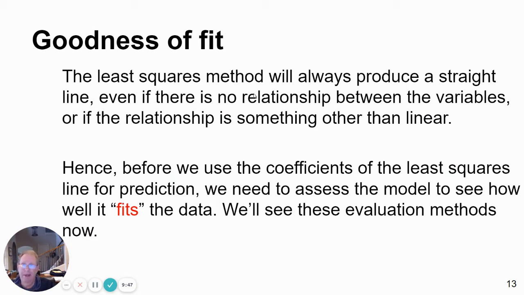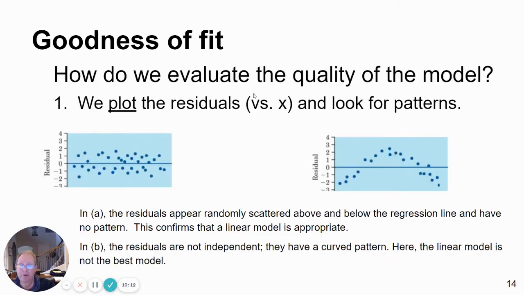When we do a regression, we want to analyze how well the data fits, how well our model fits the data. Sometimes this is referred to as a goodness of fit analysis. So before we use the coefficients of the least squares line for prediction, we need to assess the model to see how well it fits our data. And I'll show you two things that we do to assess the goodness of fit. First thing we do is we look at the residual plot. So the residual plot is a plot of the residuals versus X. And what we're looking for here is patterns.